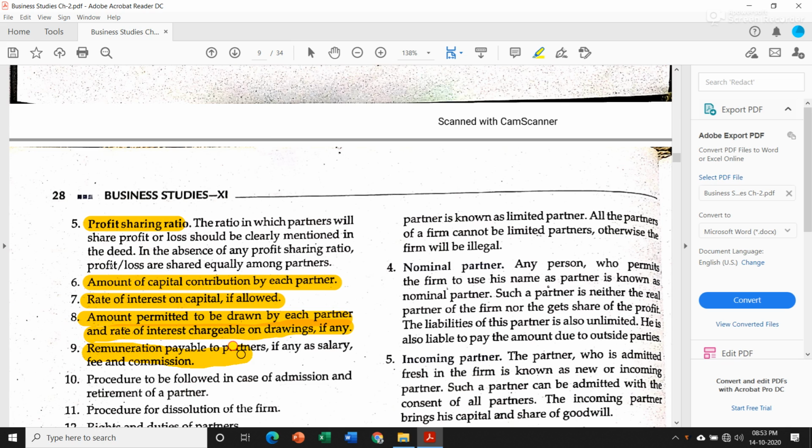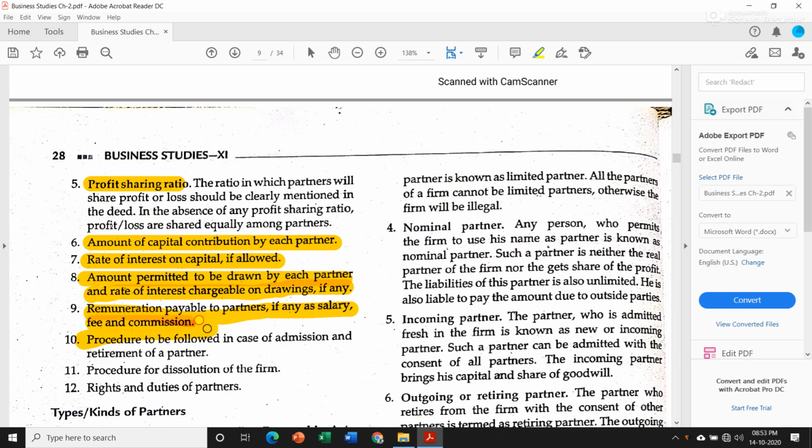Then remuneration payable to partners if any, as salary, fee and commission. Suppose any salary or any fee or commission they have agreed upon to pay to the partners, that amount should also be mentioned in the partnership deed. Then procedure to be followed in case of admission and retirement of partner. Meaning how they are going to admit a new partner and what will be the procedure for retirement of a partner. All those things should be mentioned in the partnership deed.